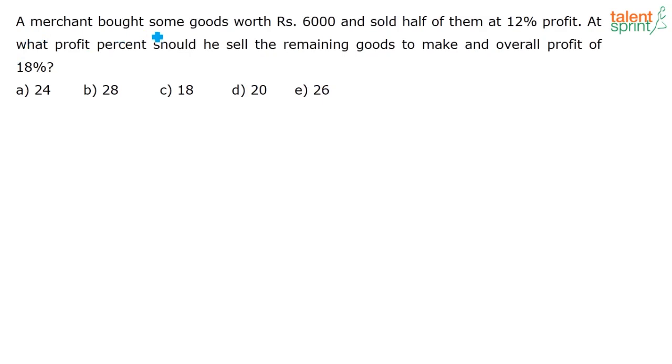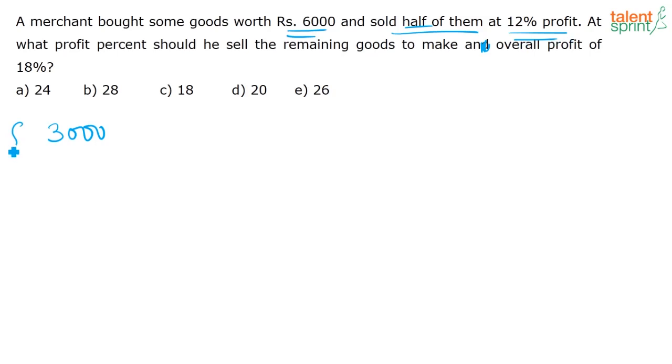A merchant bought some goods worth rupees 6,000 and sold half of them at 12% profit. At what profit percentage should he sell the remaining goods to make an overall profit of 18%? A lot of you are giving me the answer as 24. Let's solve it. A merchant bought some goods for 6,000 rupees and sold half of them at 12%. So he is selling goods worth 3,000 rupees at 12% profit.